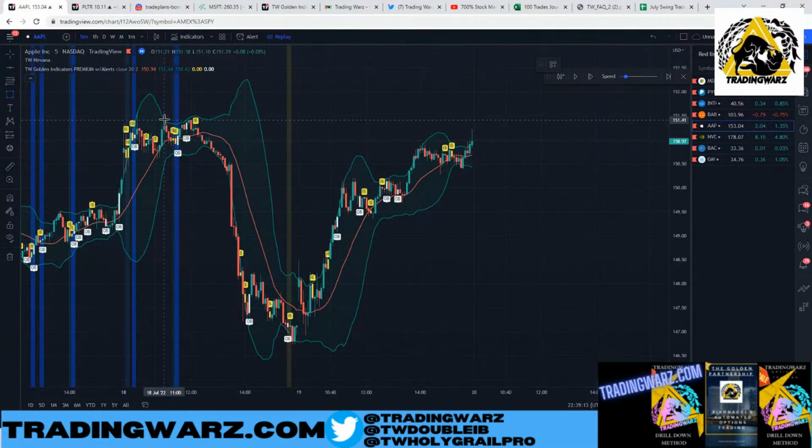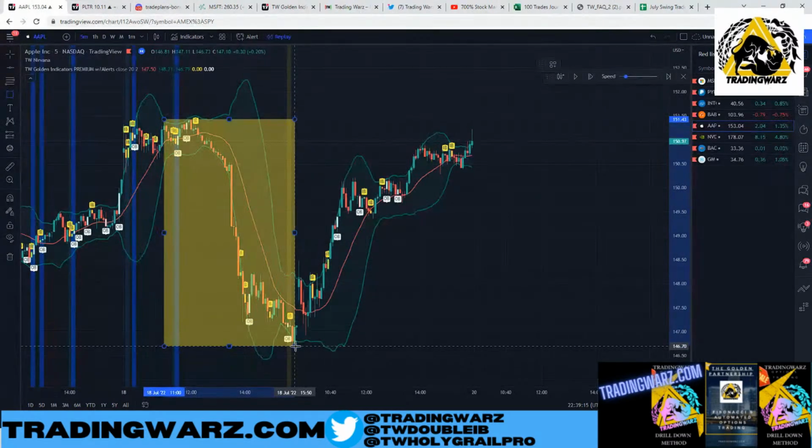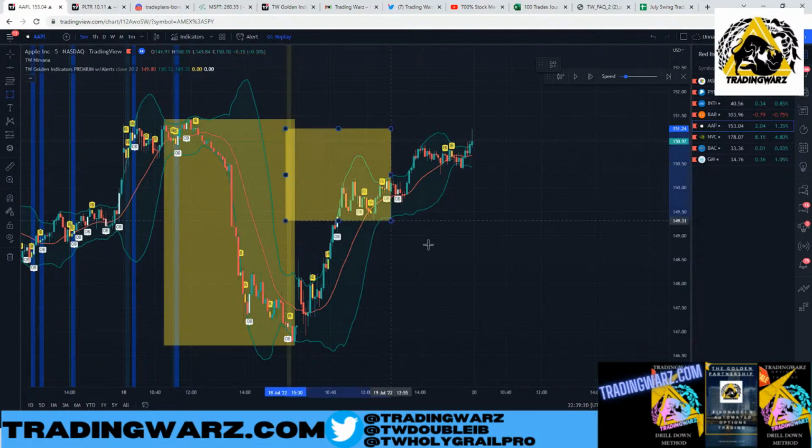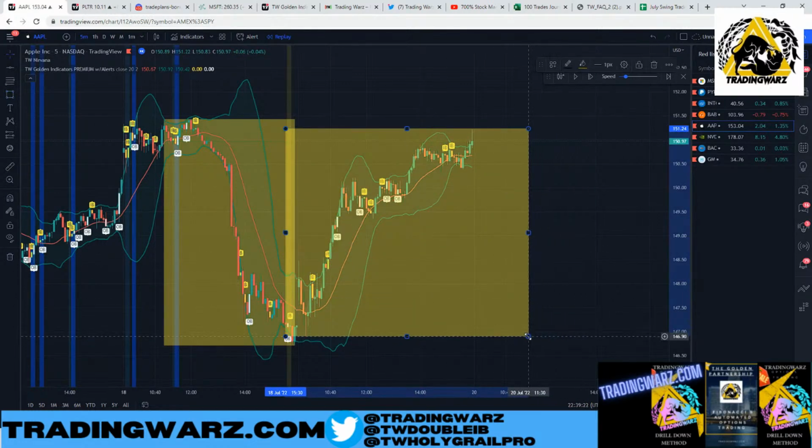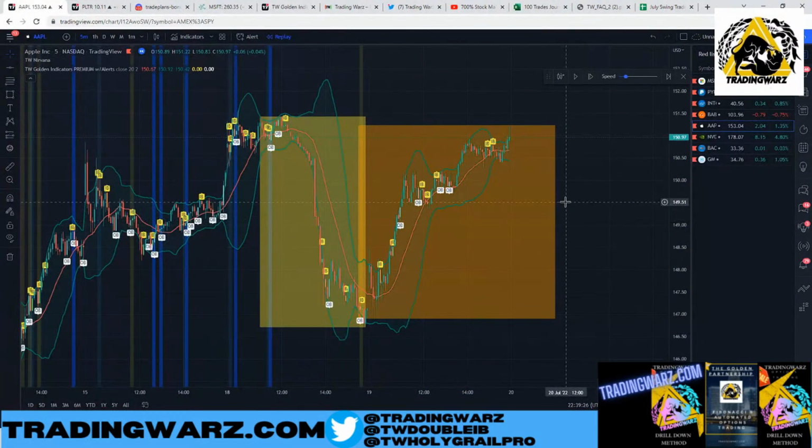So here is your outside bar. That's your outside bar right there. And then your next day is an inside bar like this. So let's make this a different color so you can see. So that's actually what a holy grail looks like. Outside bar, inside bar.